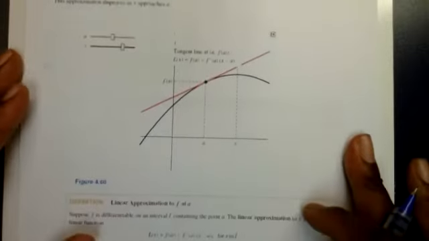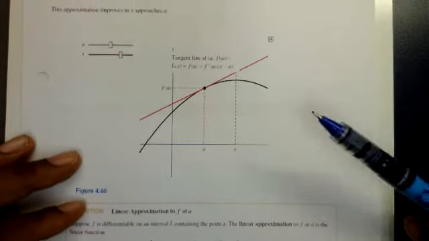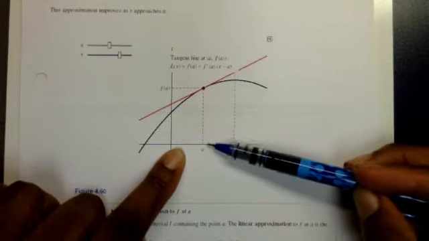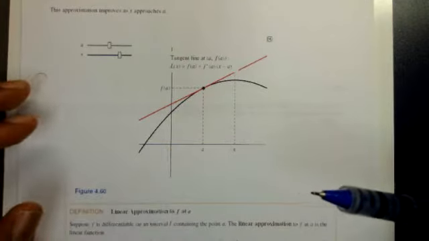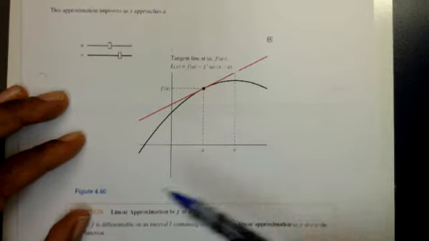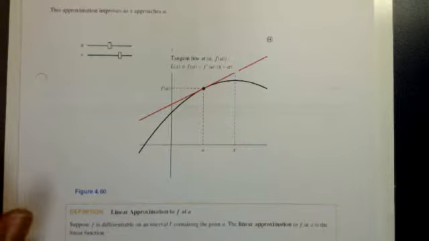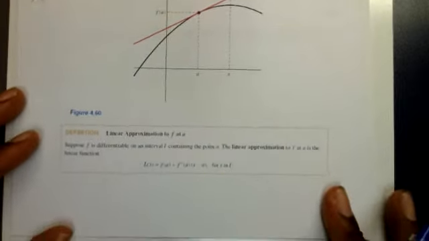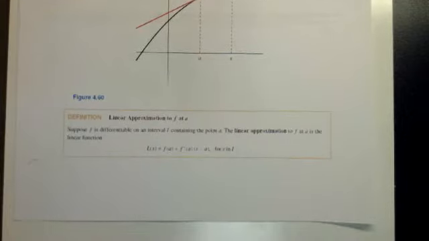Here is pretty much an illustration of that. If we let x approach A, then your approximation is going to improve. It gets better and better when you let x approach A. Of course, this line right here in red is the tangent line, and the curve represents y equals f of x. So here's our definition, pretty much summed up. If we say f is differentiable on the interval I containing the point A, the linear approximation to f at A is a linear function, L of x equals f of A plus f prime of A times the quantity x minus A for x in the interval I.